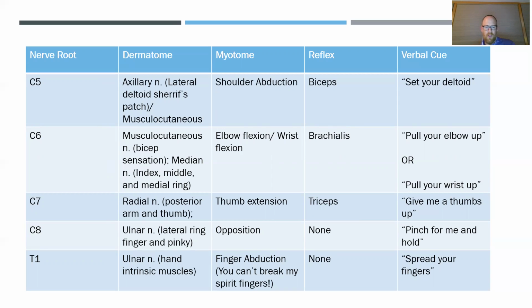Last one. Ulnar nerve, the branches that innervate the intrinsic hand muscles, that's T1. So finger abduction. You can't break these spirit fingers, right? You're going to hold those right there and squeeze. No reflex there. We're going to have the patient spread their fingers and hold, and we're going to squeeze and try to break those spirit fingers. Hopefully we can't.